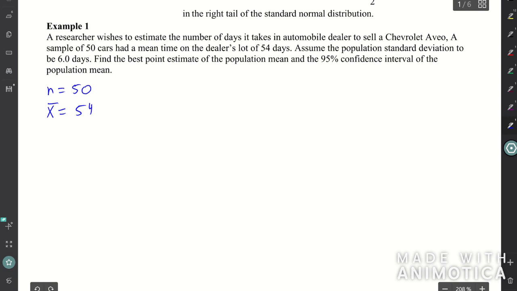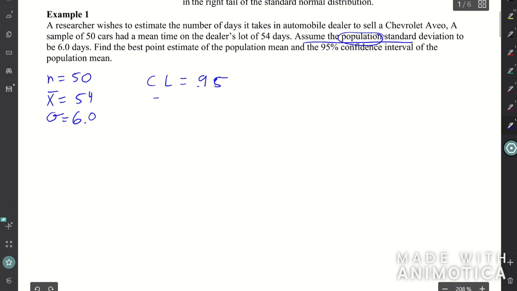Then it ends the sentence and says, assume the population standard deviation. As soon as it tells me this is the population standard deviation, I know that this is sigma, which is my population standard deviation, rather than S, which is for the sample standard deviation, which is also my indication to use a Z interval instead of a T interval. And then we know we want to find the 95% confidence interval for the population mean. So we have a C level of 0.95.